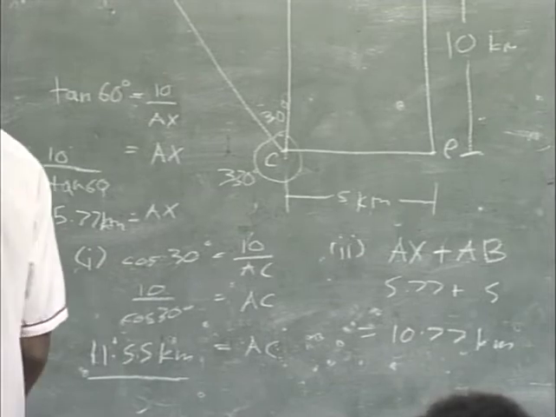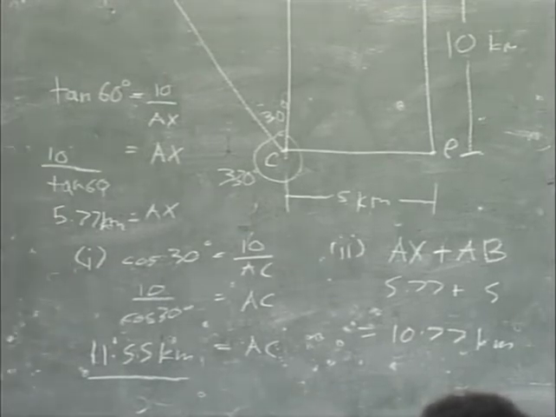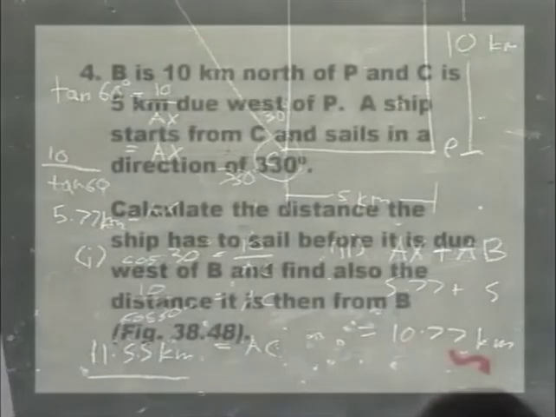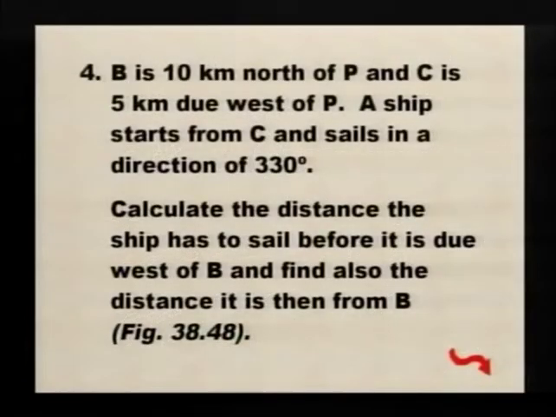The question reads, B is 10 kilometers due north of P and C is 5 kilometers due west of B. A ship starts from C and sails in a direction of 330 degrees. Calculate the distance the ship has to sail before it is due west of B.